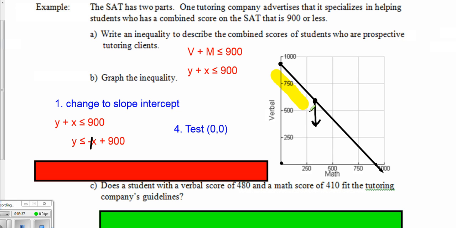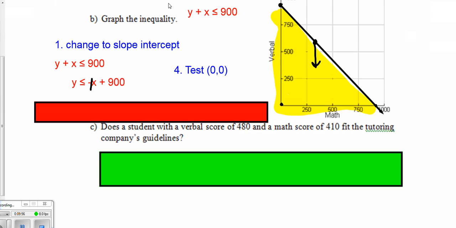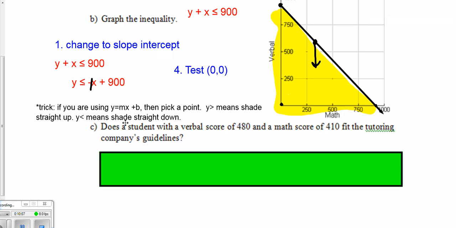So I'm going to use my highlighter. You can shade it with your pencil. This is all of the area then that needs to be shaded. Everything below our line. So that would be how to graph and then shade that inequality. This question also asks us then, actually I'm going to get this out of the way. This was just that trick. If you're using y equals mx plus b, pick a point. Y is greater than means shade up. Y is less than means shade straight down.